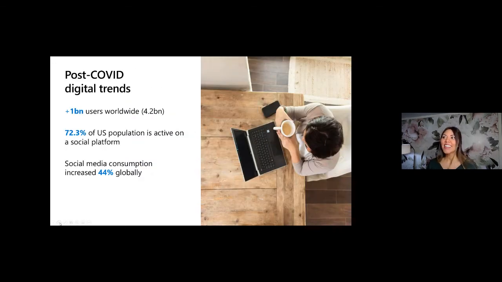Ultimately, a lot. We added over 1 billion users worldwide, and the penetration for social media users and people just spending time online vastly increased. In the US alone, 72.3% of our population is active on social media, meaning that they not only have an account, but they're actually using it. And just the month after the pandemic hit, social media consumption increased 44% globally. So before, when I was telling partners that your customers are online, you need to meet them where they are, we see that even more now.